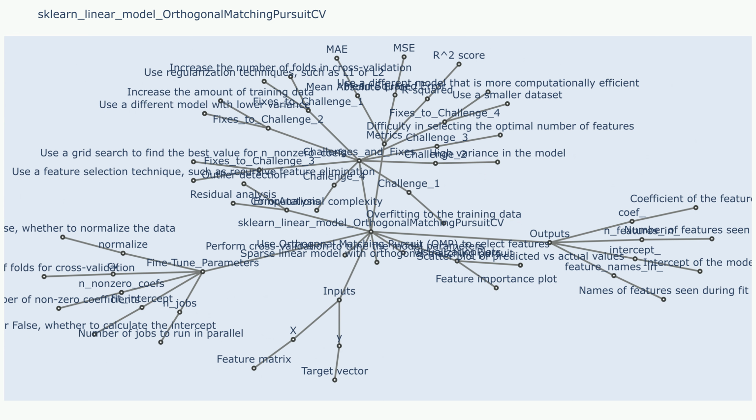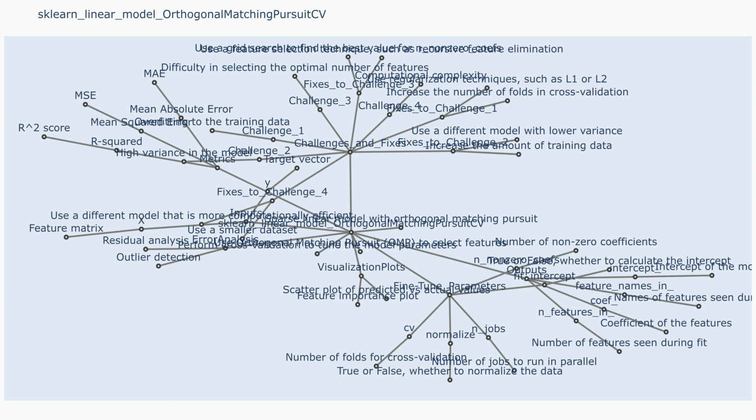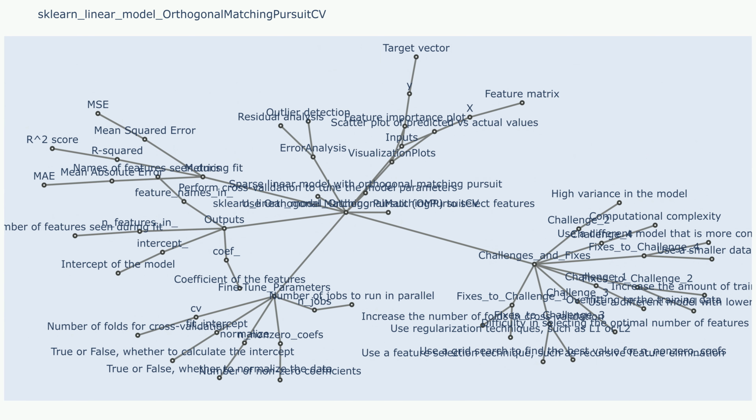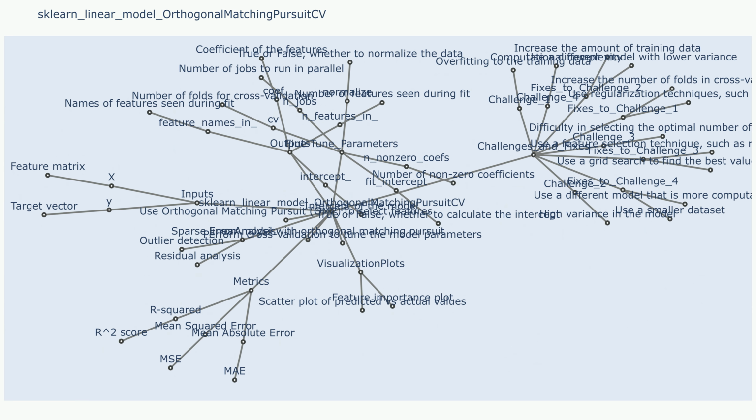It searches for the sparsest solution that fits the data by iteratively adding features with the highest correlation to the residual. Inputs. X, feature matrix of shape n samples by n features. Y, target vector of shape n samples. Outputs. Coef, the estimated coefficients for the linear model. Intercept, independent term in the linear model. N non-zero coefs, optimal number of non-zero coefficients determined through cross-validation.